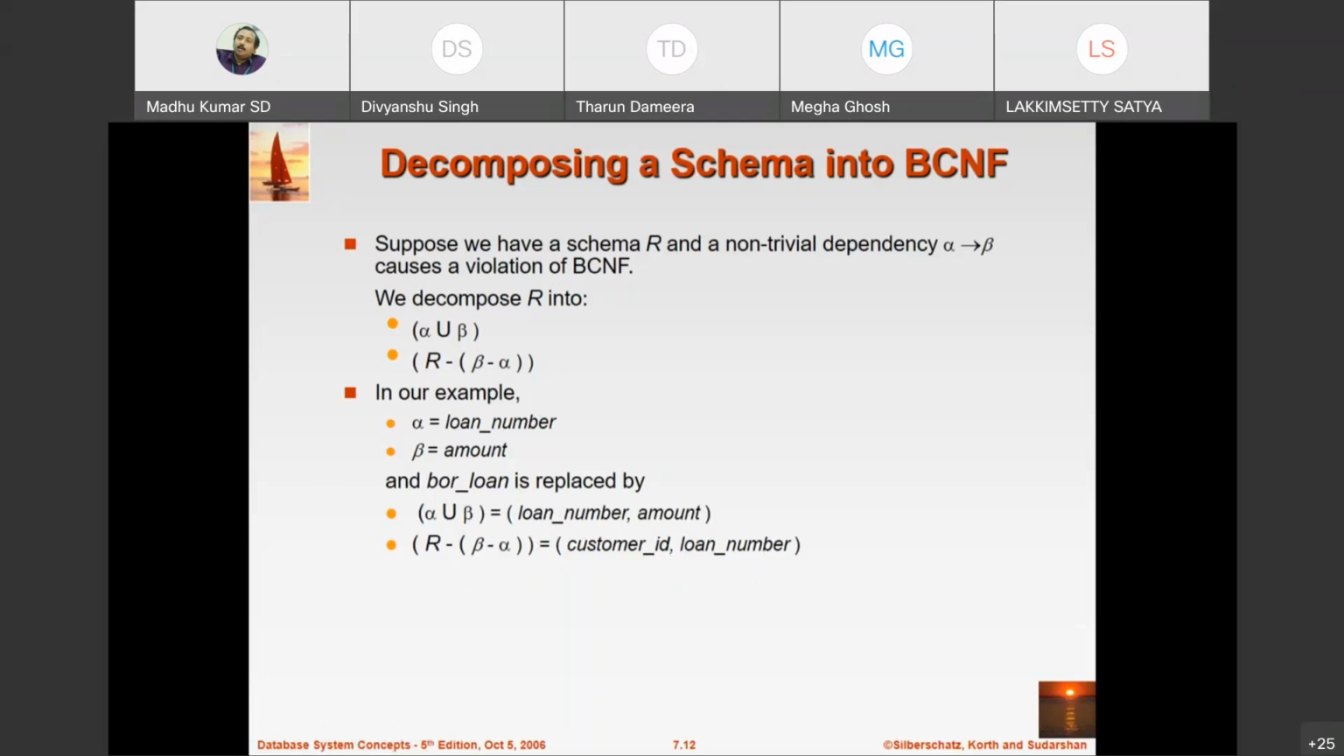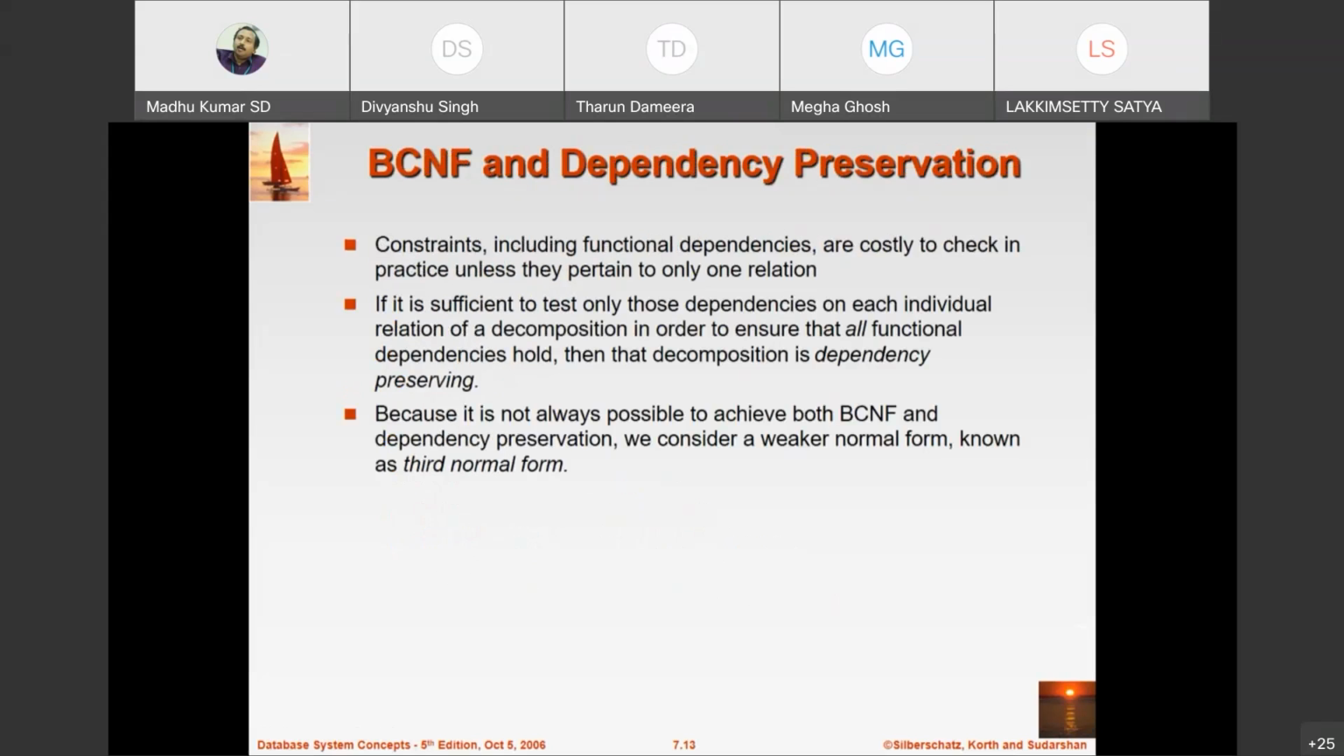So the idea is, if you have a functional dependency of the form alpha determines beta, make alpha beta one table in order to satisfy BCNF, and R minus beta, the rest of the attributes other than beta, will form the second table. The first one, alpha beta, is going to be in BCNF. The second one depends upon many other factors.